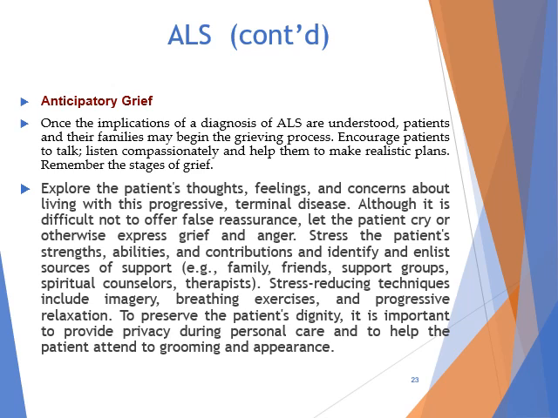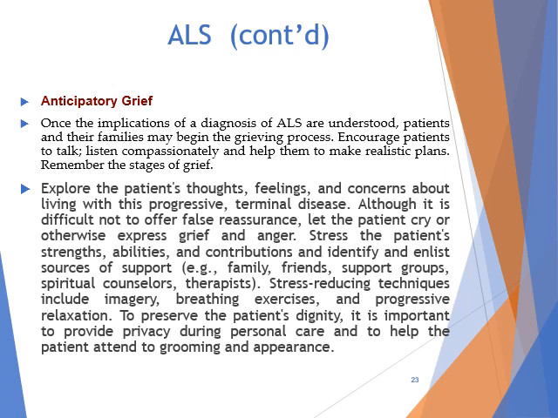The thing about ALS, as I said, you know what this diagnosis means. You are going to be crippled for the rest of your life. It's going to just take away all your bodily functions. All you'll have is your brain. So you suffer something called anticipatory grief. You know what's going to happen. So once the implications of a diagnosis of ALS are understood, patients and their families may begin the grieving process, grieving for the loss of what they're going to have. But you need to encourage patients to talk, listen compassionately to them, and help them to make realistic plans.